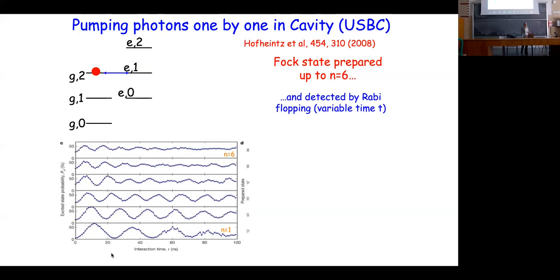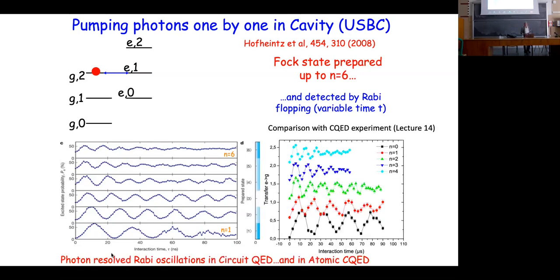You do exactly in the same way as I described to you last week. Once you are in a given Fock state, you just let the Rabi oscillation occur for some time, and you get a beautiful Rabi oscillation signal, which has a frequency which increases when n is going from 1 to 2 to 3 to 4 to 5 to 6. So you see that you can have pure Rabi oscillation, which tells you that you have a well-defined photon number in the cavity. And this looks very much like what I have shown to you last week.